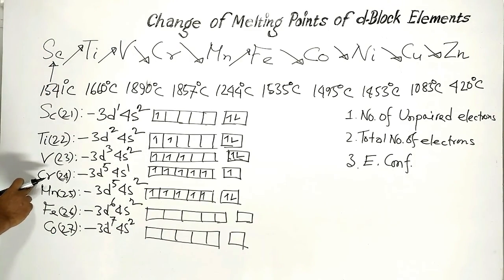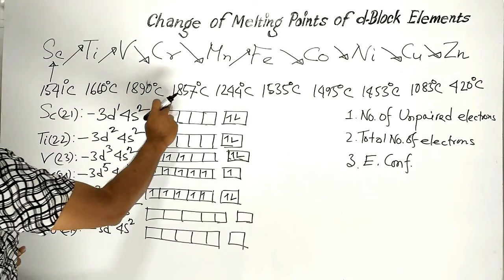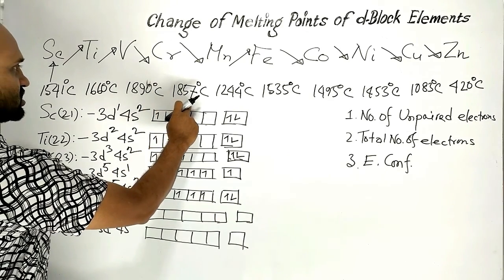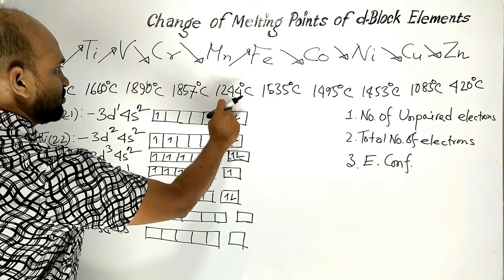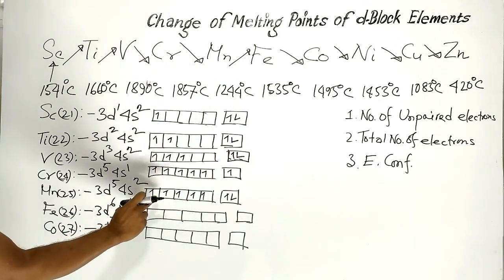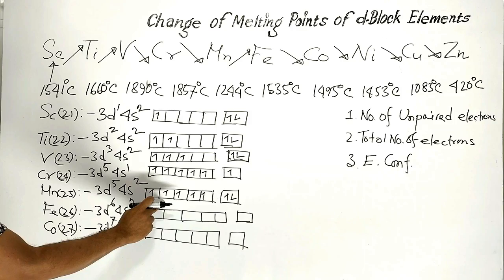For this reason, melting point of manganese decreases from chromium. Chromium's melting point is 1857 degrees Celsius, but manganese melting point is 1244 degrees Celsius, because this electronic configuration is more stable.